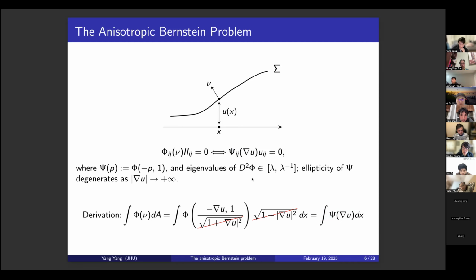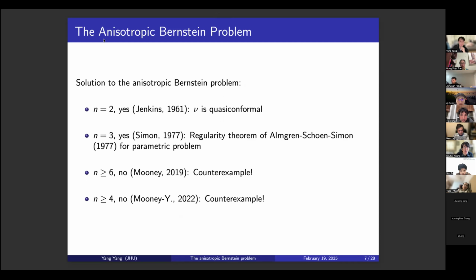Okay, so the anisotropic Bernstein problem was recently completely solved, but I would like to spend a short time to discuss the history. So in dimension 2, the answer is yes. For all global solutions to any type of anisotropic area functional, they have to be flat. And this is due to Jenkins in 1961. Again, he used complex analysis, but instead of a conformal map, now it's a quasi-conformal map.